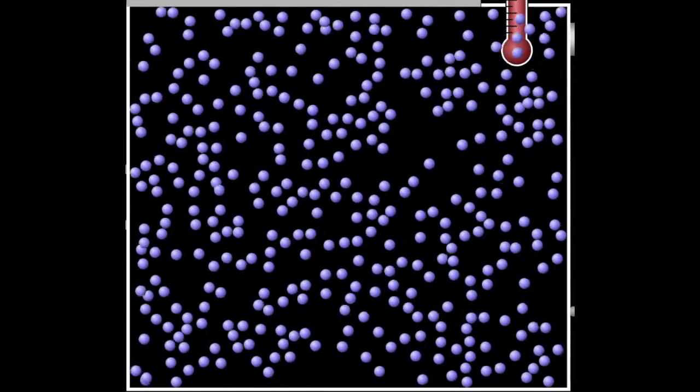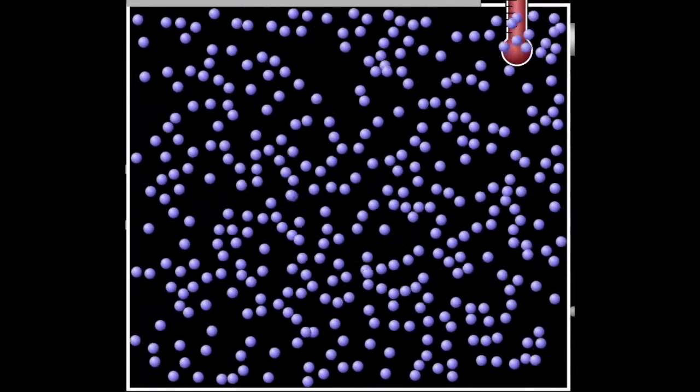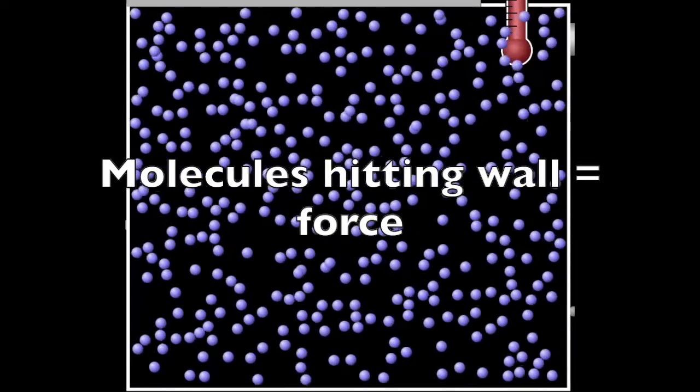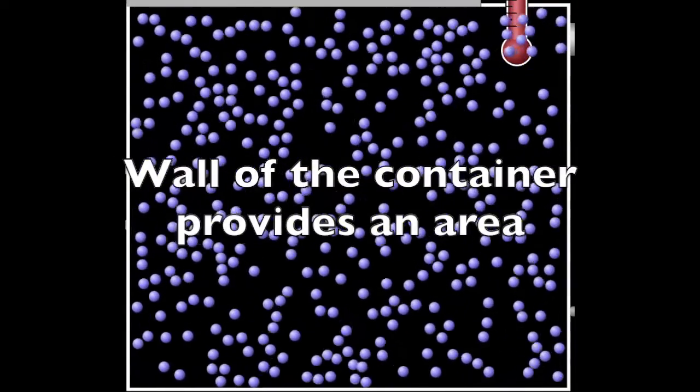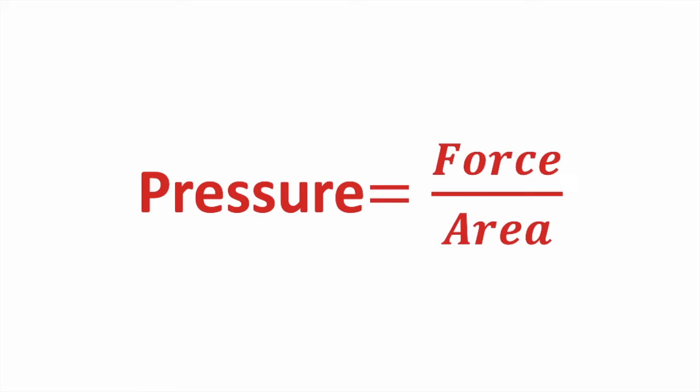The pressure is caused by the tiny particles bumping off the sides of the container. These bumping molecules cause a force, and the wall of the container is the area. Pressure is defined as force divided by area, or force per unit area.